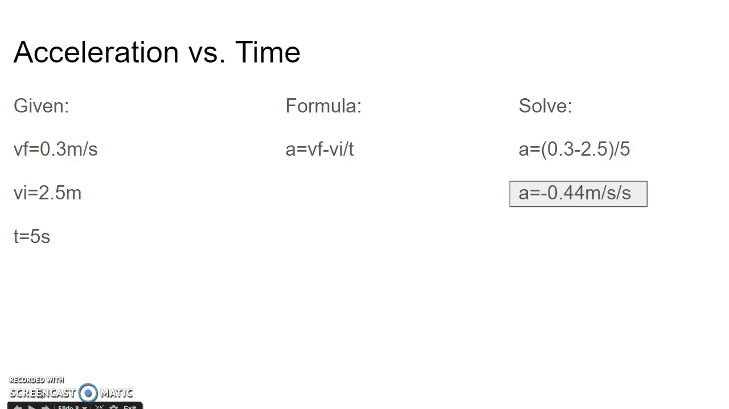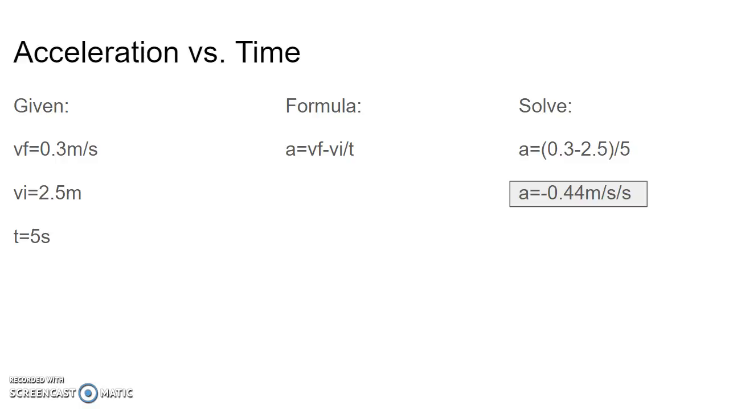For acceleration, I thought it would be easier for graphing purposes to calculate the skateboarder's average velocity. So I already had his final velocity, which was 0.3 meters per second, and his initial velocity, which was 2.5 meters per second. And the total time it took was 5 seconds.